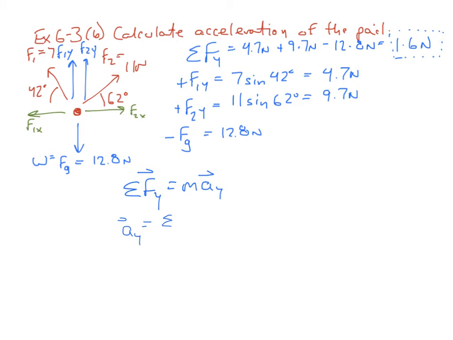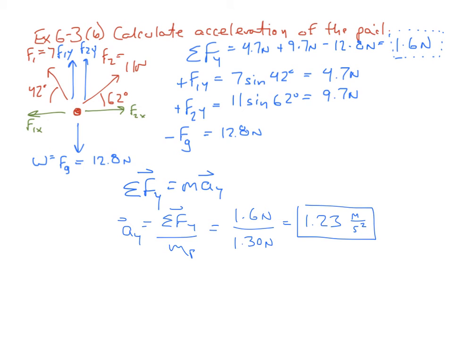It's going to be the net force in the y direction divided by the mass of what? The mass of the pail, right? Because that's the thing that is being accelerated. So the net force in the y direction is 1.6 newtons. The mass of the pail is, I believe, 1.3. In a simple bit of math, 1.6 divided by 1.3 is going to be 1.23. 1.23 what? Well, it's an acceleration, right? So it's meters per second squared.